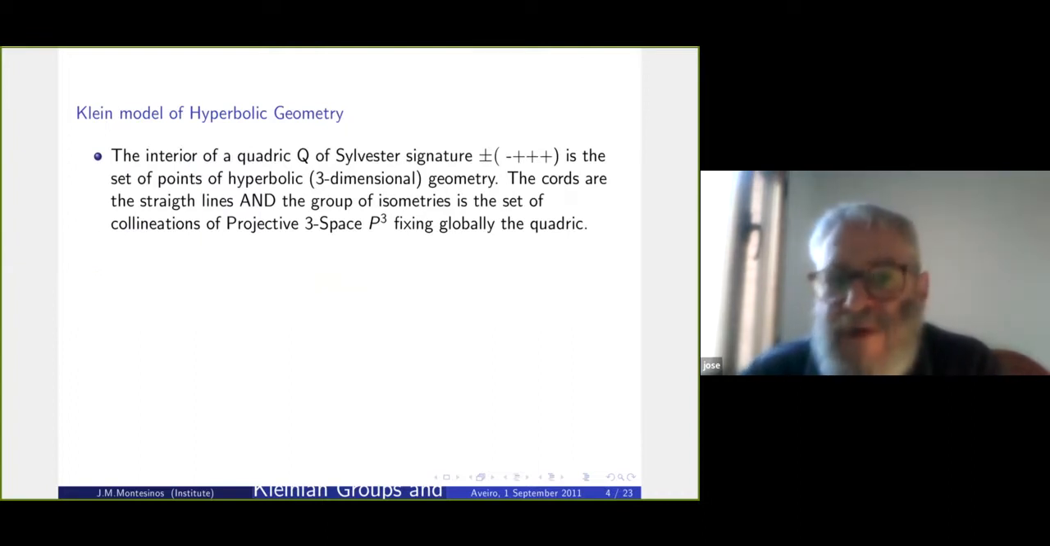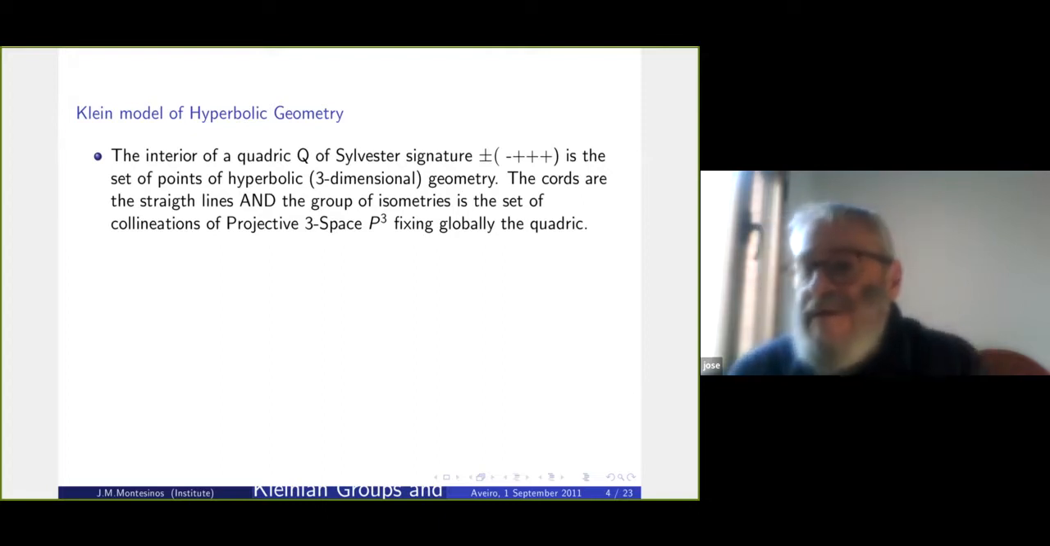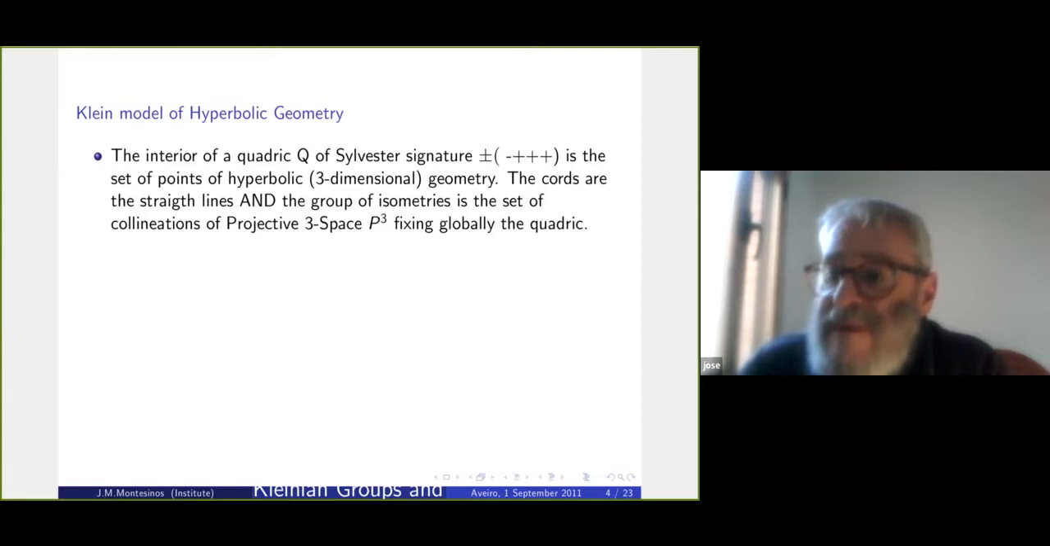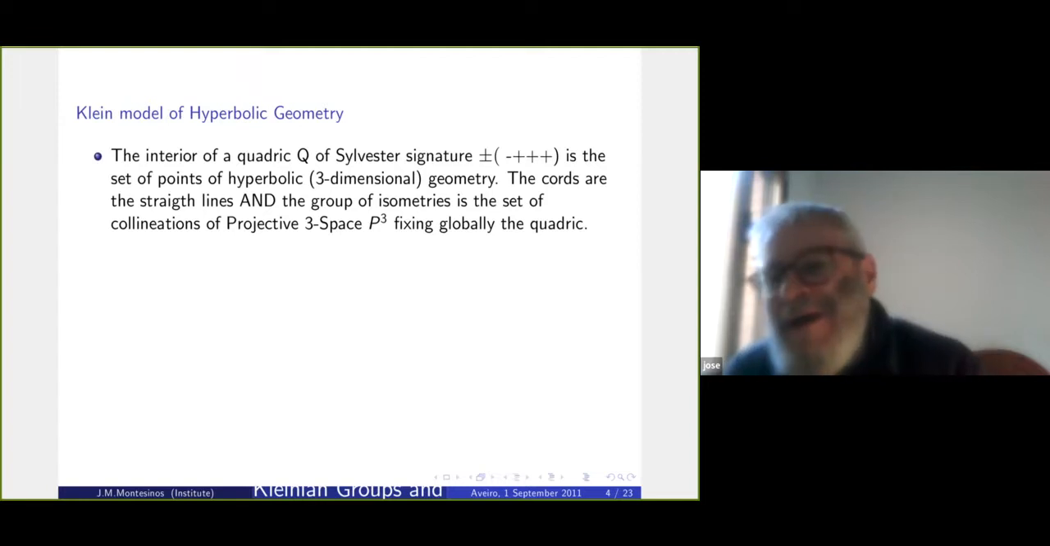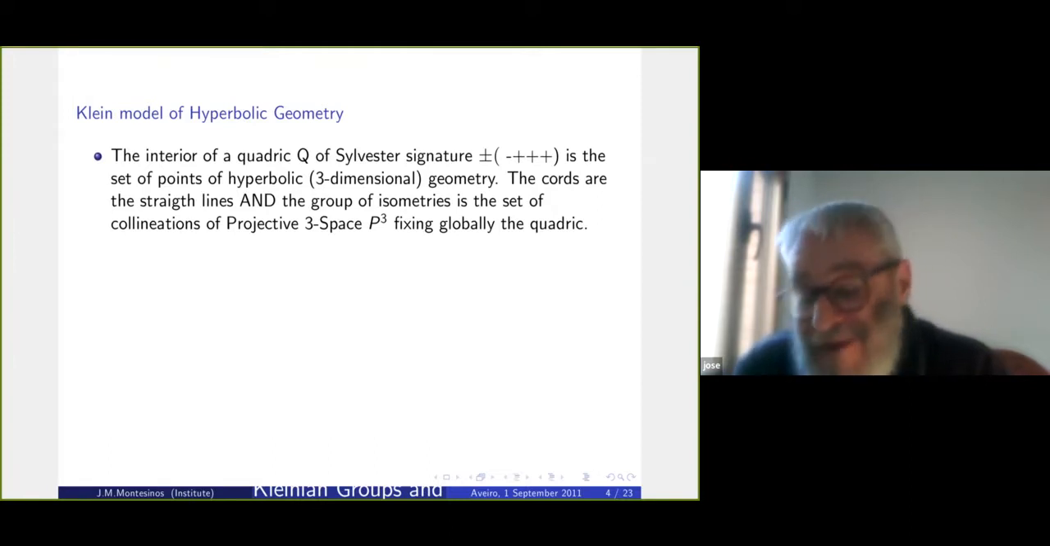Now we talk about the Klein model of hyperbolic geometry. It's a little variation of the Beltrami model. We consider something more general than a ball. We consider the interior of a quadric Q of Sylvester signature minus, plus, plus, plus. For instance, the diagonal matrix minus 1, 1, 1, 1 gives the set of points of three-dimensional geometry.